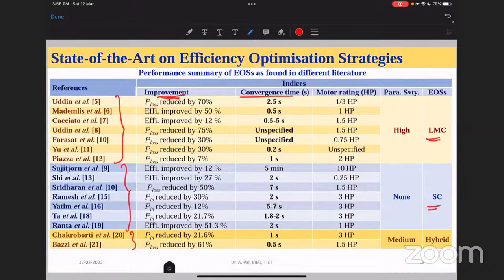The second thing is the convergence time. The convergence time for the LMC method is quite a bit less compared to the search control method. The later part shows the machine's ratings and the parameter sensitivity, that is, whether the scheme is parameter sensitive or not. When you implement something, we must look into the stability and reliability of the system, and whether that particular scheme is affected by the machine parameters or not. That we need to study.